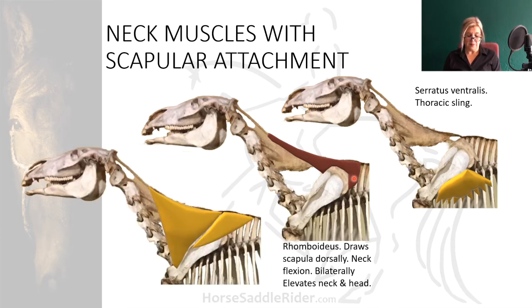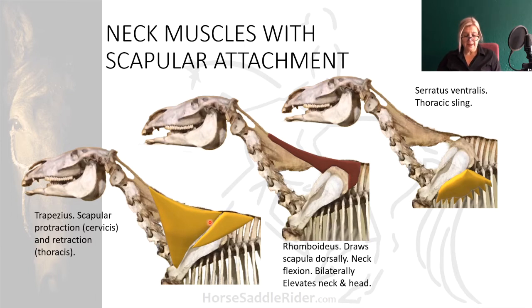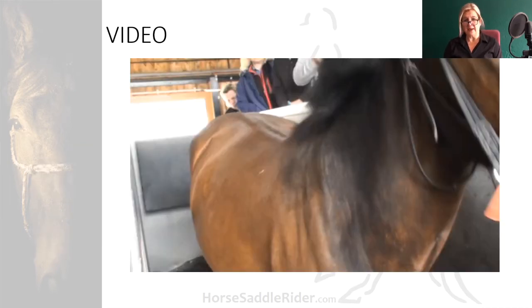The trapezius muscle also has 2 elements. Cervicis protracts the limb, and thoracis retracts it. Let's look at a short film of the scapula and related neck musculature in action, and keep thinking about saddle fit as you watch.